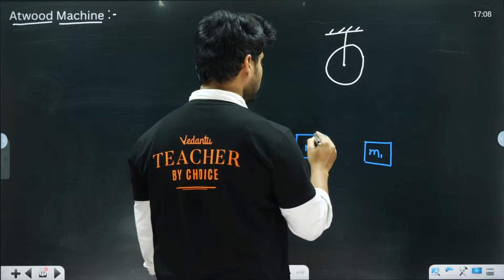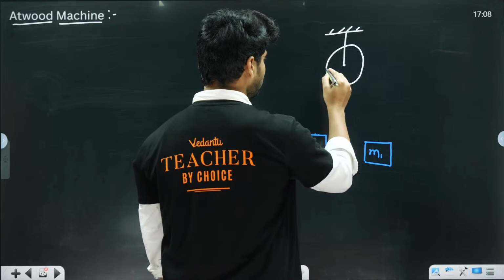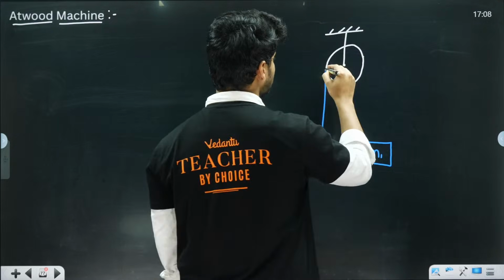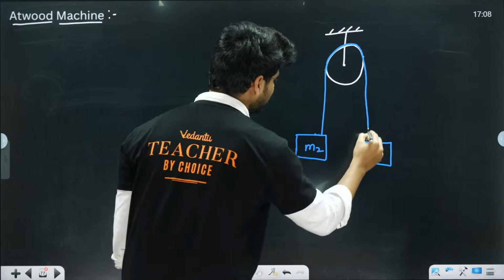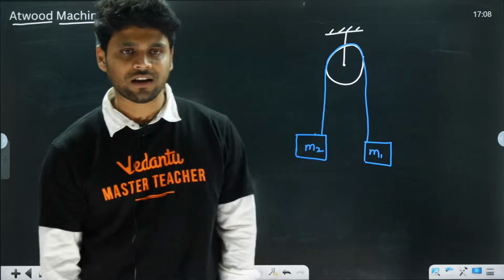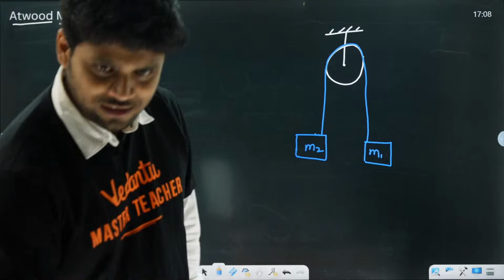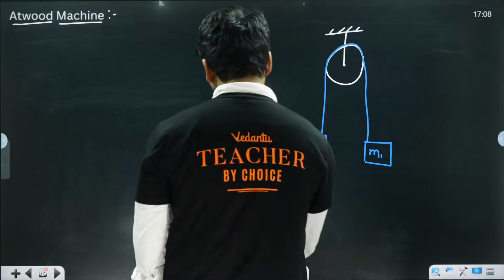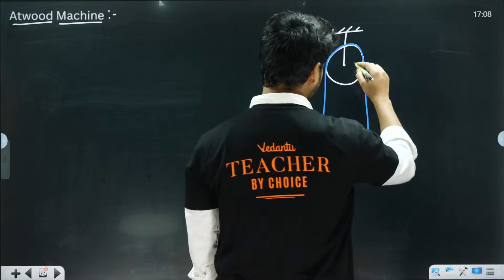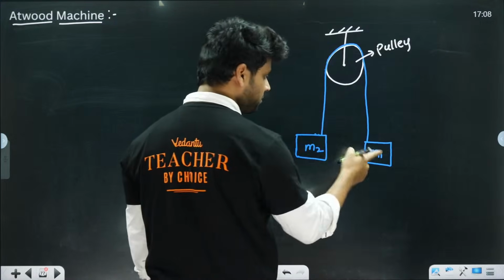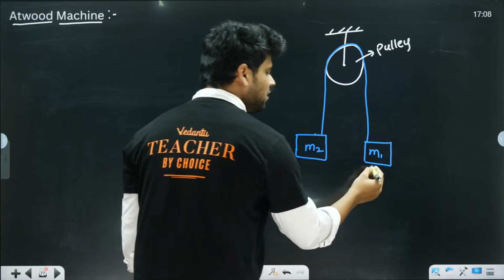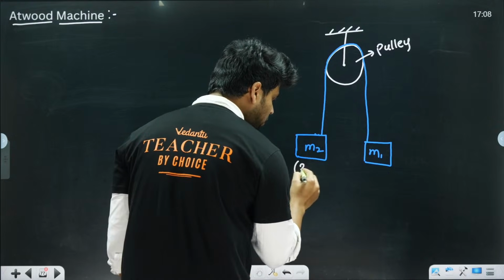Now what to do, sir? Now you take a string and attach it, and that string should go over the pulley, something like this. And this is the string. This is Atwood's machine, right? Yes. So this is my pulley. This is my first mass, second mass. Look, if the value of M2 is 2 kg, everyone look.